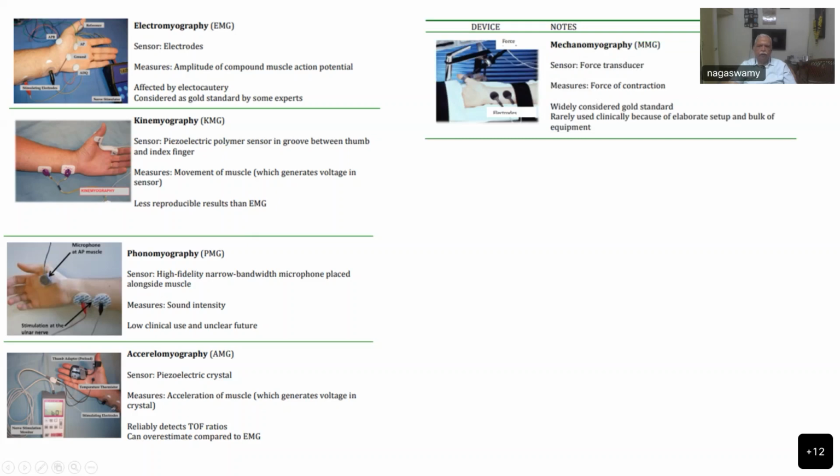And the mechanomyograph is a force transducer and uses the force of contraction. Again, it is widely considered a gold standard, but rarely used clinically because of the elaborate setup and bulky equipment. Because of the bulky nature of the instrument, it is not usually used. But electromyograph is a gold standard which can be used during surgery also.